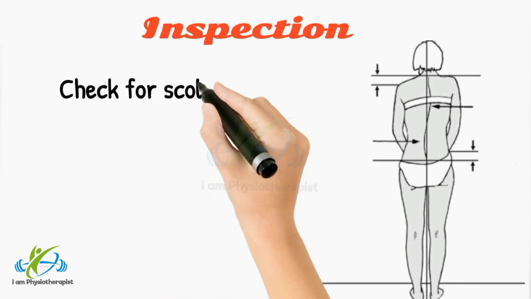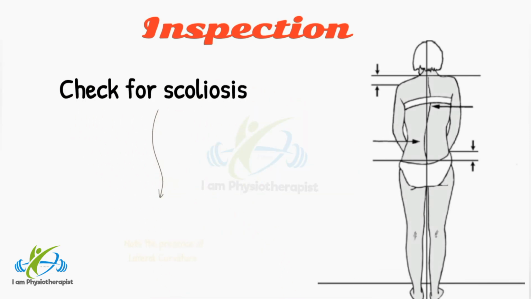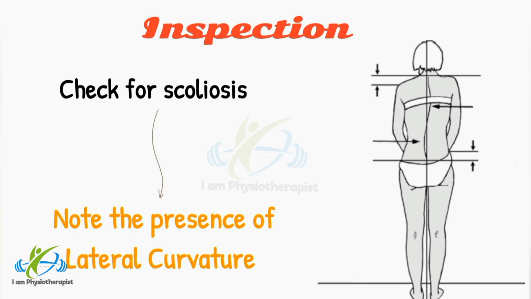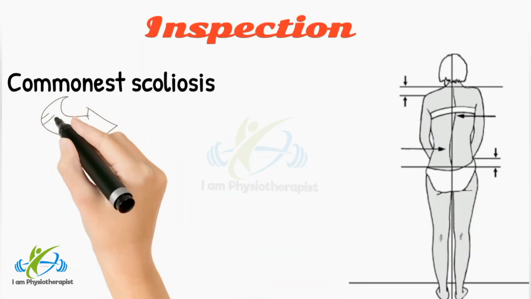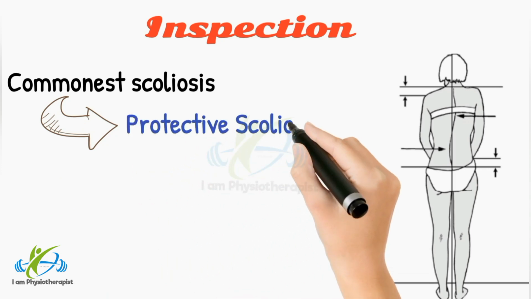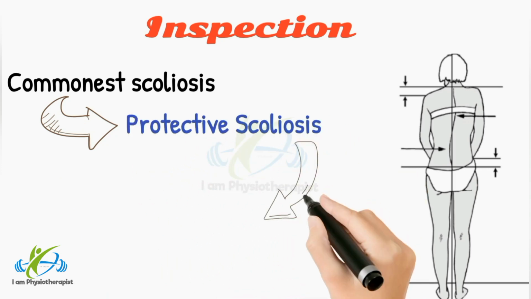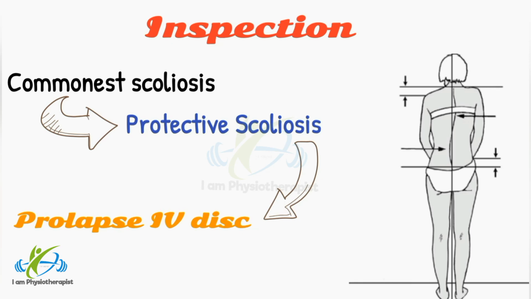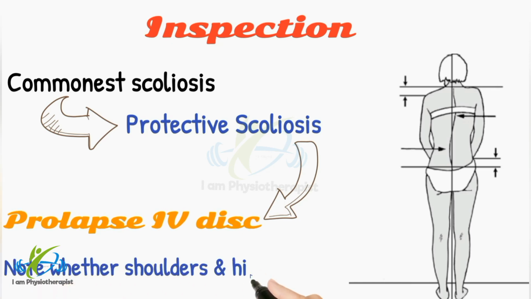Check for scoliosis by noticing the presence of any lateral curvature. The commonest scoliosis is a protective scoliosis in the lumbar region secondary to a prolapsed intervertebral disc. Note whether the shoulders and hips are level.